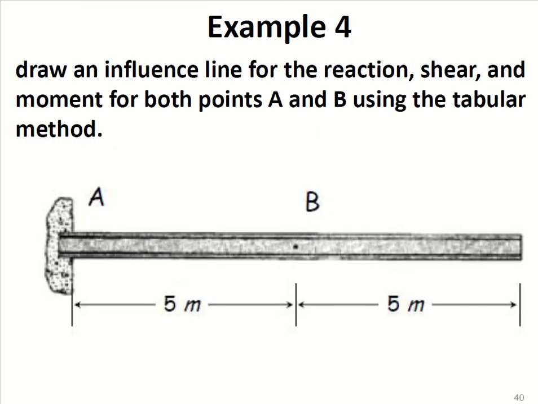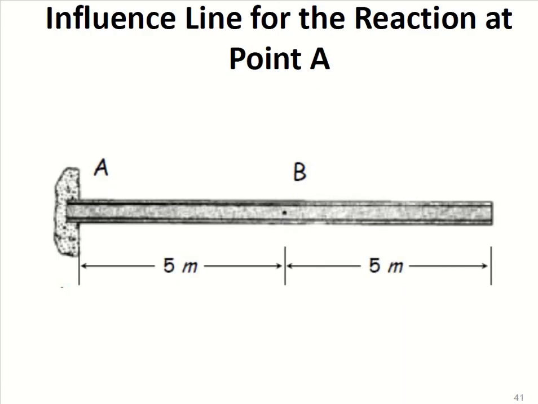Now example number 4, draw an influence line for the reaction number 1, shear number 2, and moment number 3 for both points A and B using the tabular method. Okay, so this is your cantilever beam of 10-meter length. The point B is at the middle of the beam, right, at a distance of 5 meters, and it says draw reaction, shear, and moment for both the points. A is the support and B is the middle of the beam, right? So influence line for the reaction at point A.